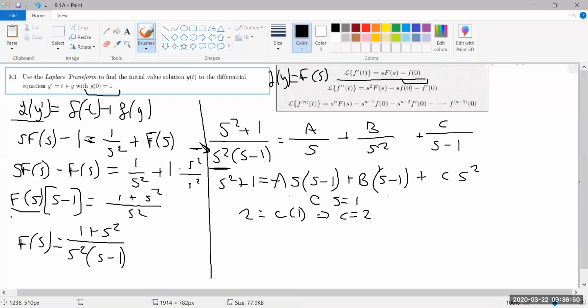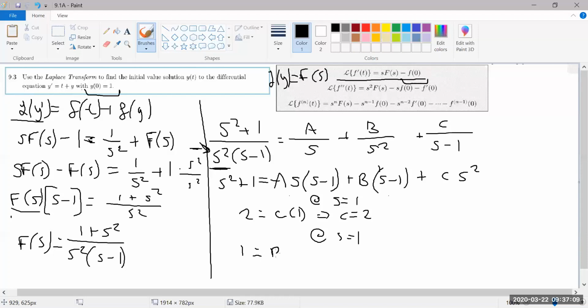And similarly, at s equals 0, we can isolate our B term. So at s equals 0, we get 1 equals A goes away.